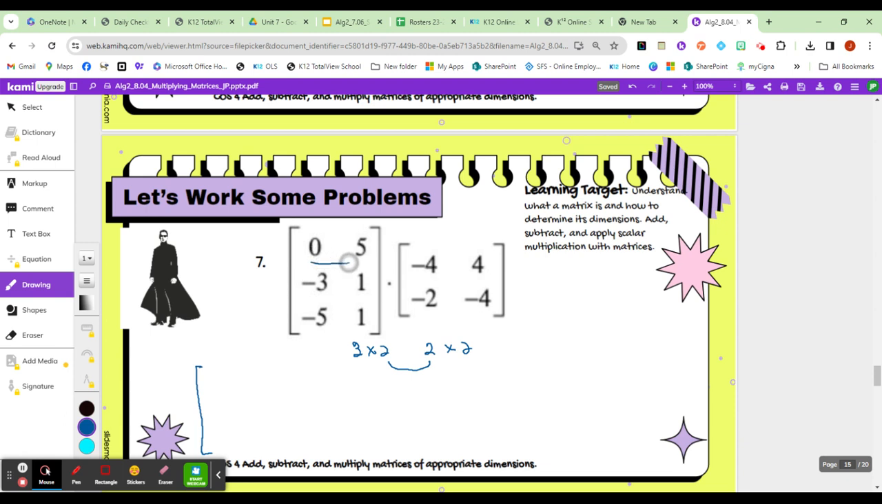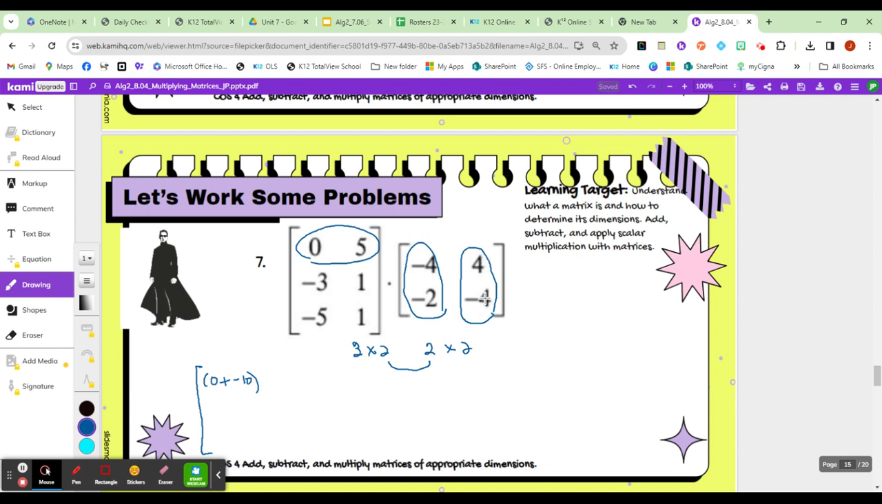So I'm going to start with my first row times my first column. Always first row in the first matrix times the first column in the second matrix. So that's going to be 0 times -4, which is 0, plus 5 times -2, which is -10. Then I move on to the next column.